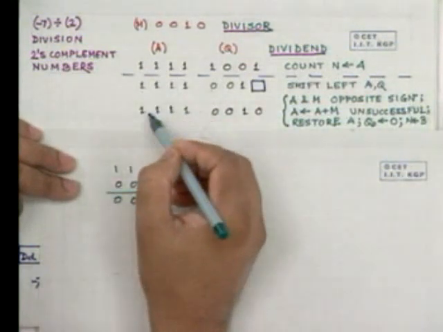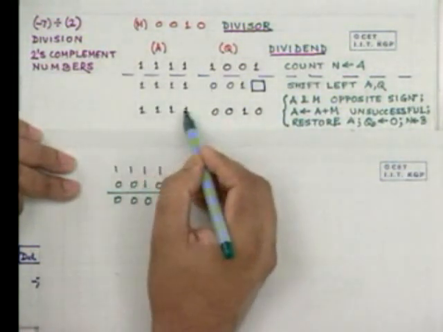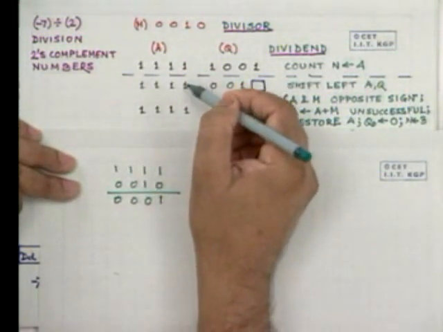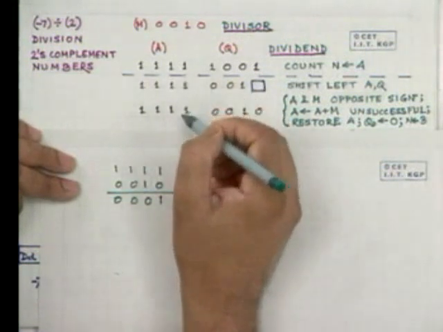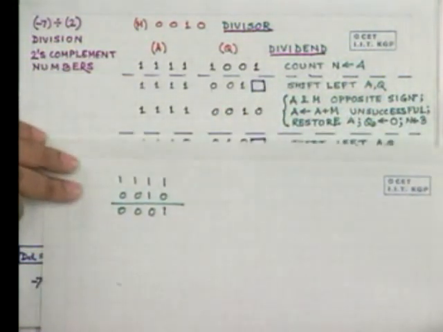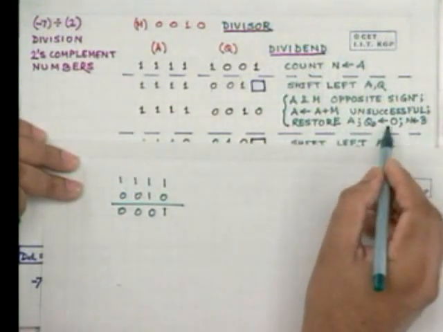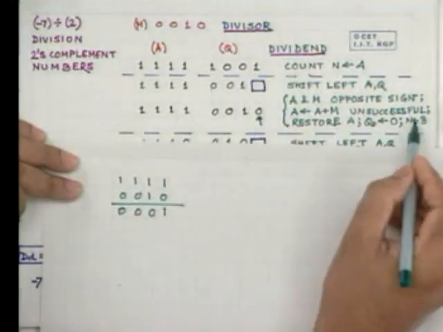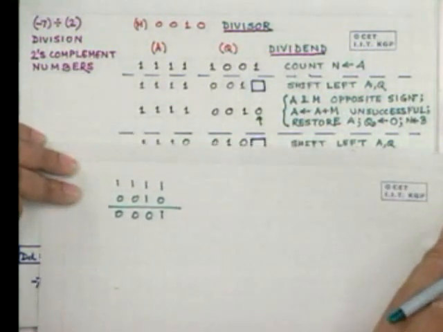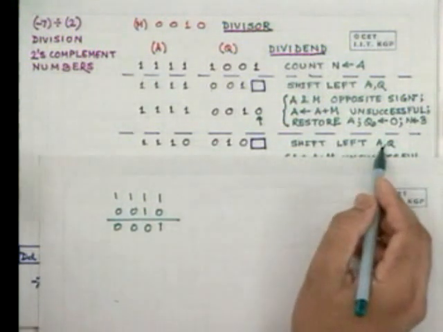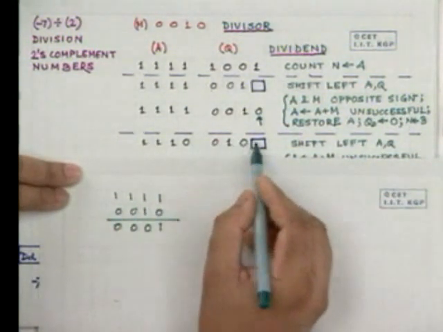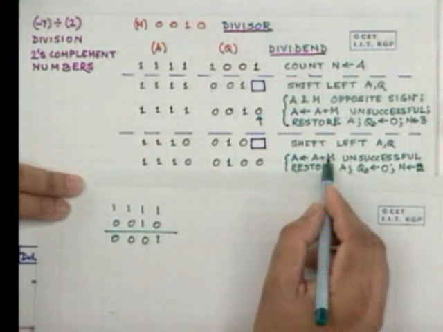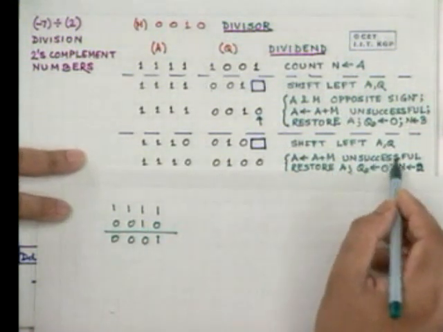That means 1, 1, 1, 1 is put back into the A register by adding, putting back the original values into the A register. And we put 0 into Q0 here, and N is reduced to 3. Now once more we shift left A and Q. If we shift left, we get this. Q0 has to be decided now. Once more we do A equal to A plus M, and we find that it is unsuccessful once more.